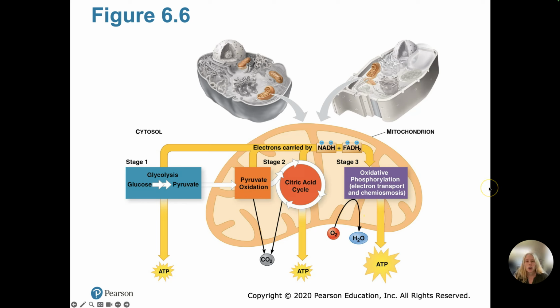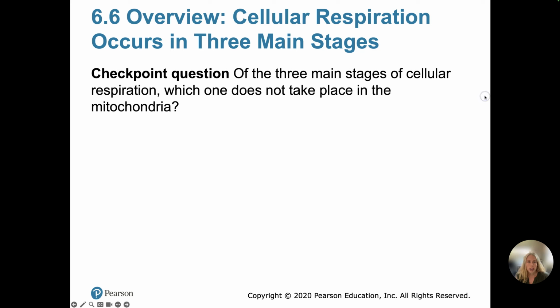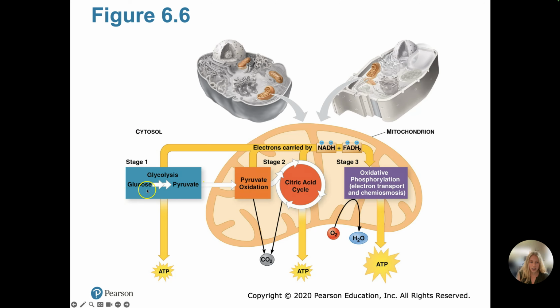Here's a bigger overall summary. Remember that mitochondria are found in both animal and plant cells, so cellular respiration occurs in both animal and plant cells and in the cells of most eukaryotes. We're going to go ahead and move to a checkpoint question. Of the three main stages of cellular respiration, which one does not take place in the mitochondria? Hopefully you answered glycolysis for this one. Stage 1, glycolysis occurs in the cytosol or the cytoplasm, not the mitochondria. We can see right here, glycolysis is occurring outside of the mitochondria.